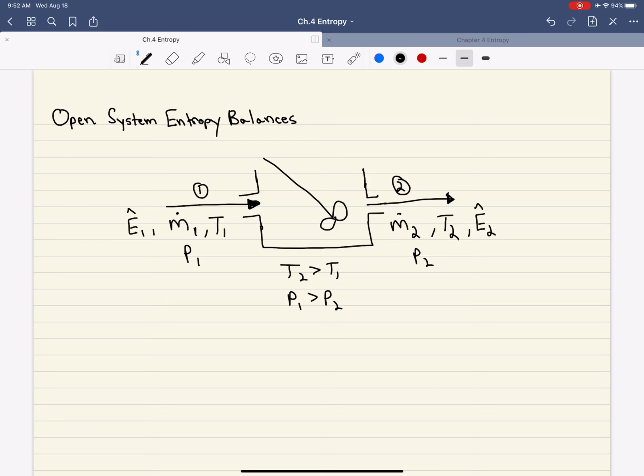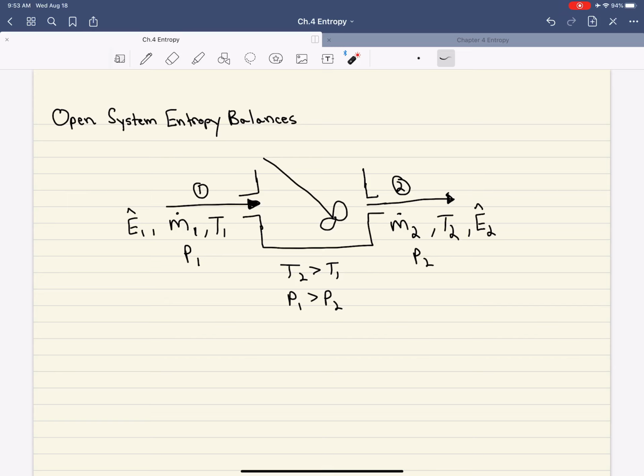Let's extend the second law to open systems. And so what we're looking at now is the schematic of the open system that we discussed previously back in chapter 3, right? Where we know that the system, which is some sort of liquid or fluid going into a tank, the inlet stream has some sort of mass flow rate, temperature, pressure, and energy associated with it. And the outlet stream also has some mass, temperature, pressure, and energy associated with it as well.